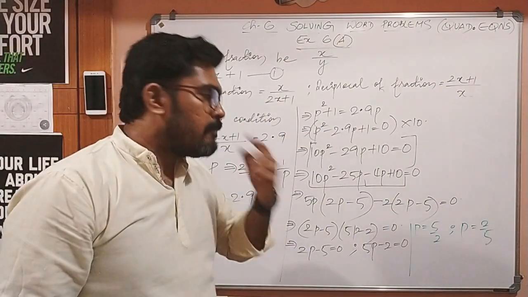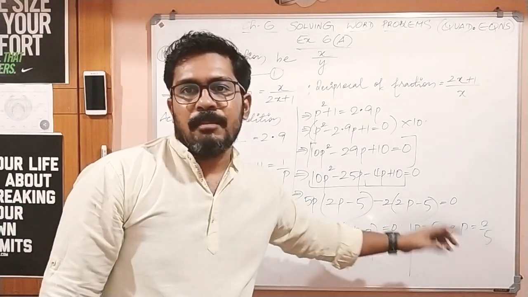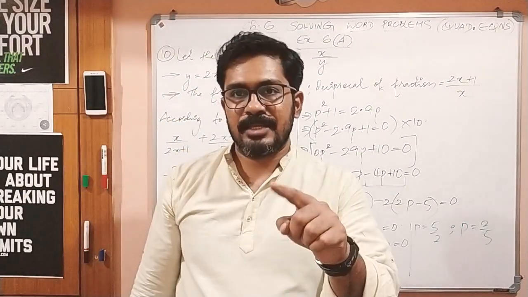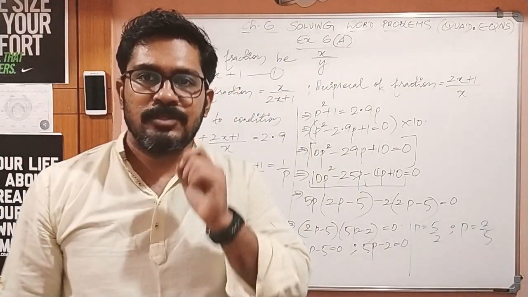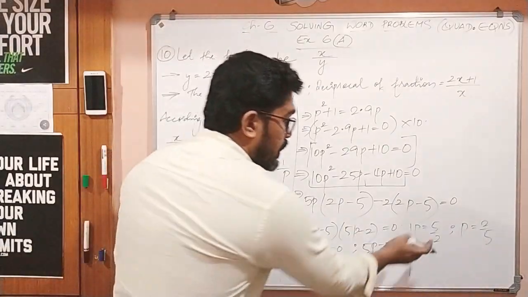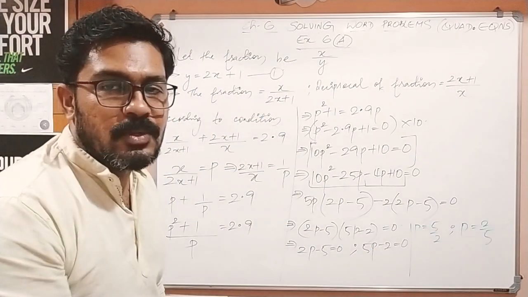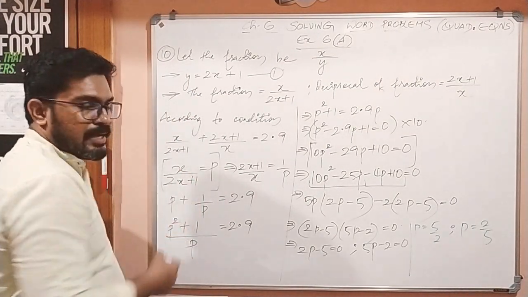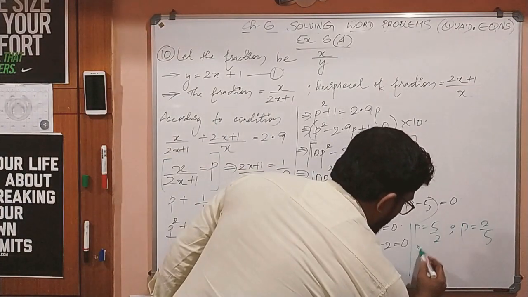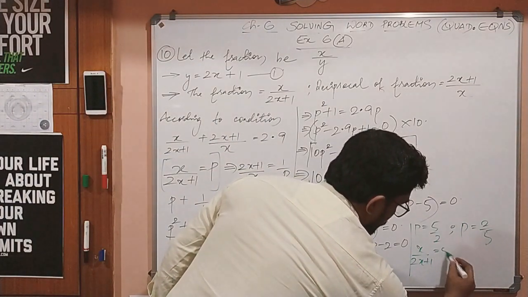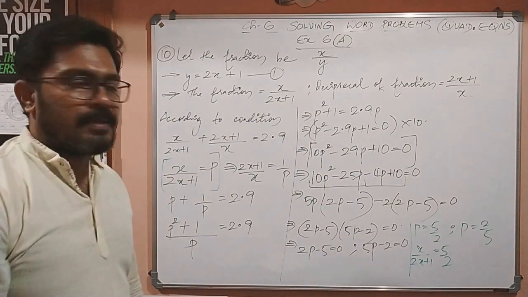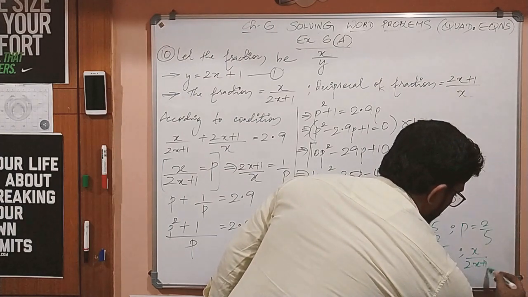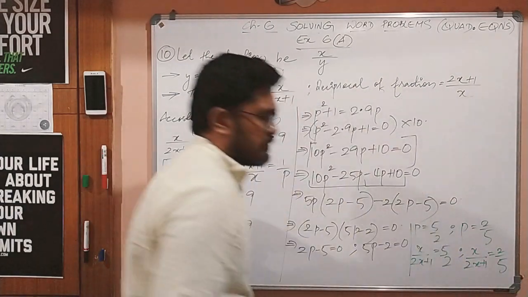Now children, we have found the value of p, but this is not the final answer. Why? Because we have to find the value of x and also the value of y. So what we can do in the next step, we can replace the value of p with its actual value in x. What was it? P is equal to x upon 2x plus 1? Yes. So here I will write x upon 2x plus 1 is equal to 5 by 2. Isn't it? And here children, I can write x upon 2x plus 1 is equal to 2 by 5.